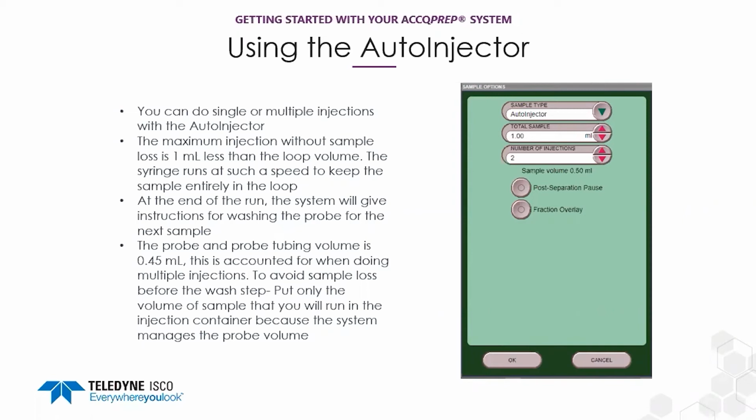Enter the total sample volume and then enter the number of injections. The system will calculate and display the injection volume for each injection. In this case, 0.5 mLs for each injection.